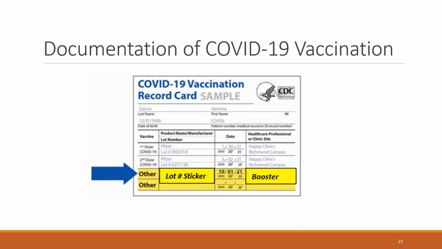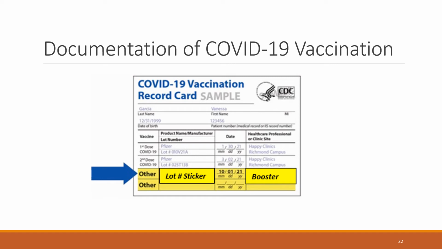This is what the CDC C19 Vaccination Record looks like. It shows how we would document a first, second, or booster. If the person is immunocompromised, they may have a total of 4 vaccines recorded on one card. Typically, we can fit 3 doses on the front and 1 dose on the back.